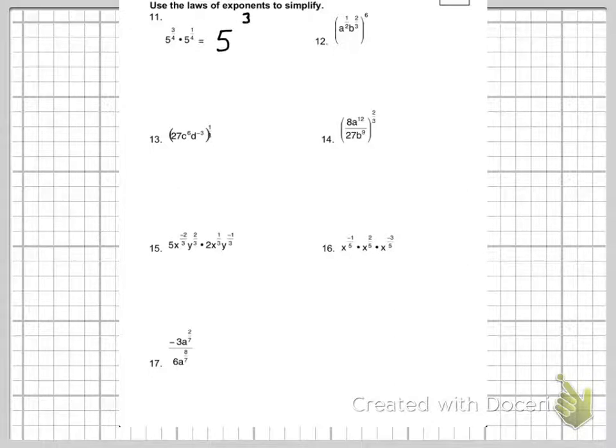That makes this 5 to the 3/4 plus 1/4, which then is 5 to the 4/4. 4/4 is 1, so that's 5 to the 1st, or just 5.